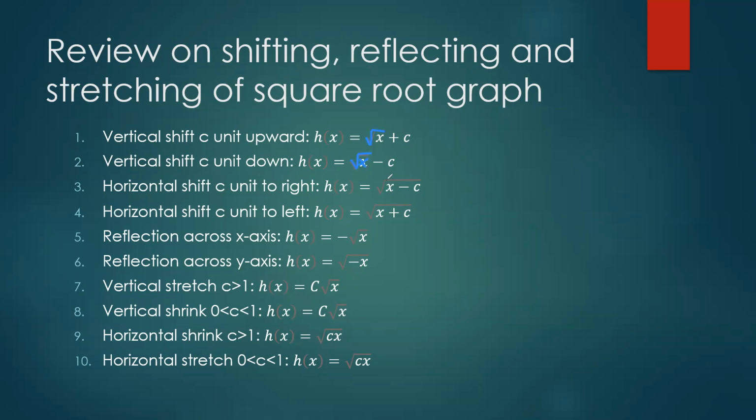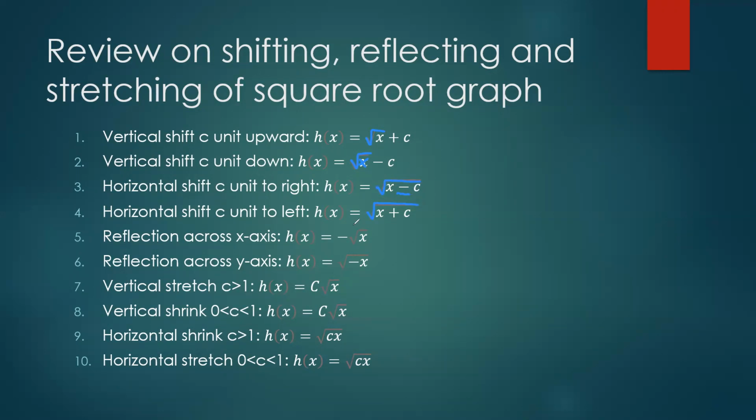Statement 3. Now, if the constant is inside the square root, you have what's called a horizontal shift. And with horizontal shift, it's always the opposite sign. Since this is a minus, you're actually shifting it c units to the right. I don't know the reason why, but that's the way it is. And then rule 4 is also a square root graph. It's square root of x plus c, so you're doing a horizontal shift some units to the left.